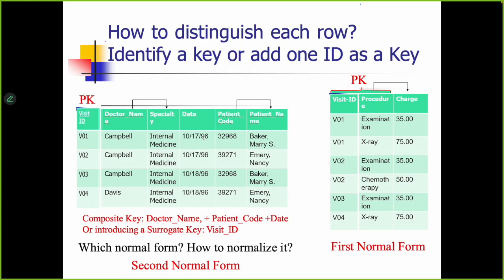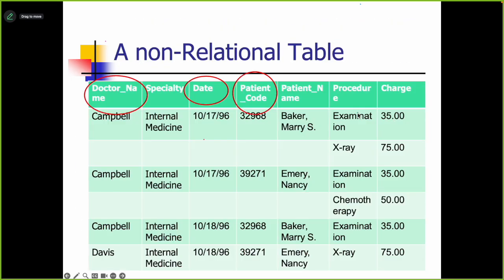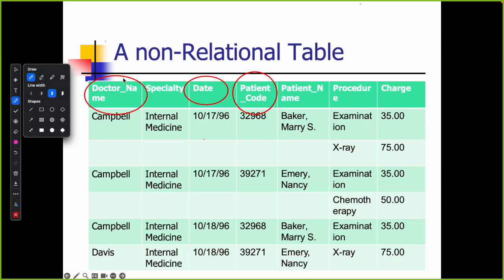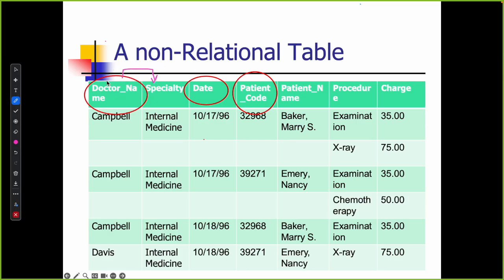Now, as I said, if you had procedure and charge, you identified the dependencies here, right? So you identified these dependencies, for example, doctor name and specialty. This was one partial dependency. Patient code, patient name, another partial dependency. We also identified one transitive dependency here, right?